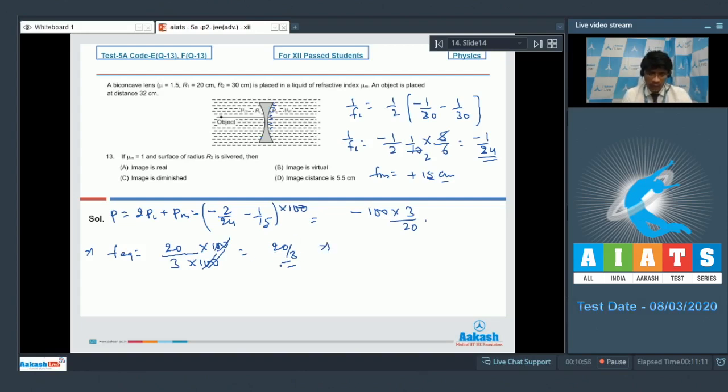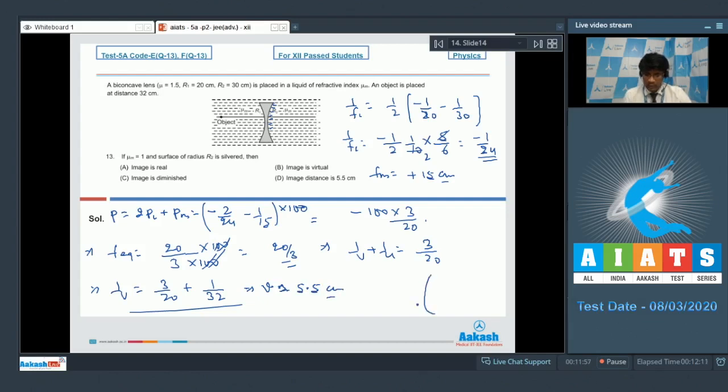Now we need to find the image distance. It will be 1 by V plus 1 by U is equal to 1 by F. So it is 3 by 20 here, or 1 by V would come out to be 3 by 20 minus 1 by U. U was how much? It was minus 32. So it is 32. So on calculation, we'll be getting this value of V somewhat close to 5.5 centimeter.